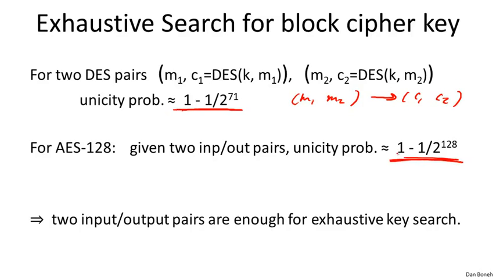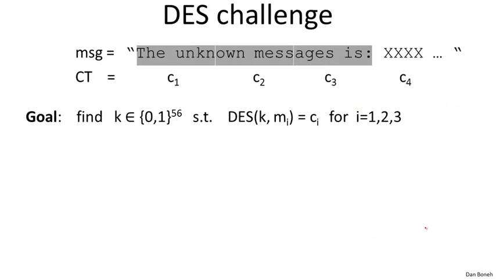If you look at AES 128, again, just given 2 input-output pairs, there's going to be only 1 key with very high probability. So essentially now we can ask for this exhaustive search problem. I give you 2 or 3 pairs, and I ask you, well, find me the key. So how are you going to do it? Well, you're going to do it by exhaustive search, essentially by trying all possible keys one by one until you find the right one. So this is what's known as the DES challenge.